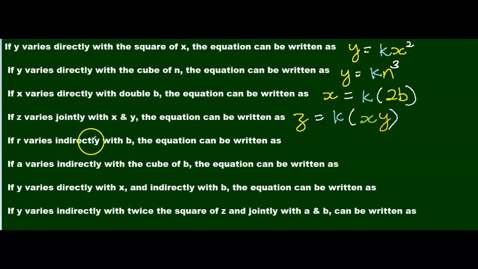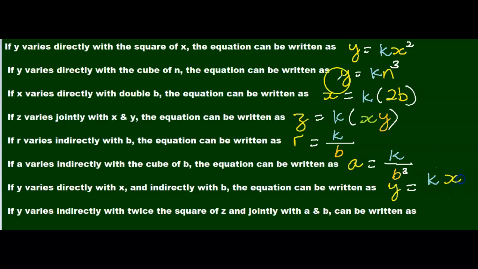If Z varies jointly with X and Y, we can write it as Z equals KXY. If R varies indirectly with B, that means that B is going to be in the denominator, we can write it as R equals K over B. If A varies indirectly with the cube of B, A equals K over B cubed, because it's an indirect proportion. If Y varies directly with X and indirectly with B, we can say that Y equals K, now X is in the numerator because it's a direct relationship, over B, as B is indirectly proportional.